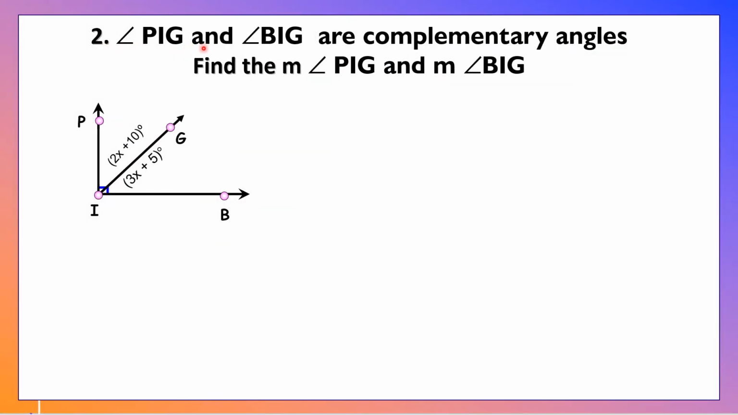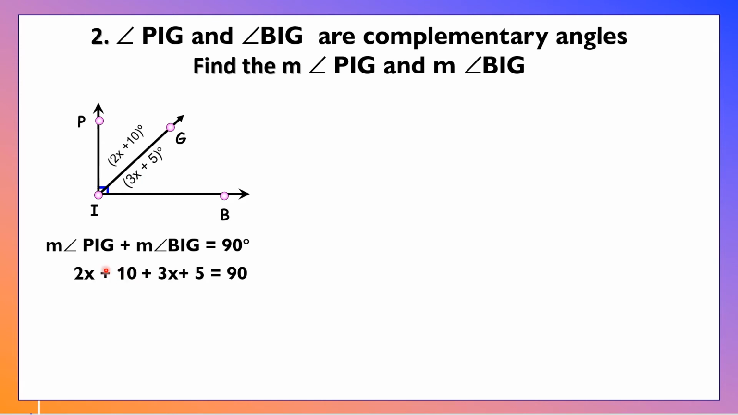Angle PIG and angle BIG are complementary angles. So, ito yung angle PIG and angle BIG. So, they are complementary angles. That means yung sum niya is 90 degrees. So, angle PIG is equal to 2x plus 10. And angle BIG is 3x plus 5. So, we will now find the measure of these two angles.